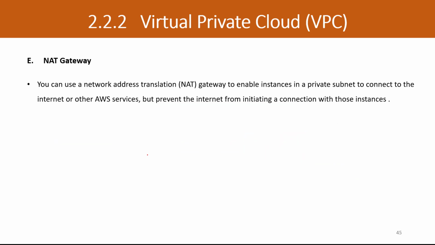Okay. Now the next one is NAT gateway. So basically there is a scenario. What does NAT basically do? You can use a network address translation gateway to enable instances in a private subnet to connect to the internet or other AWS services, but prevent the internet from initiating a connection with those instances. So it is really important from the security perspective.